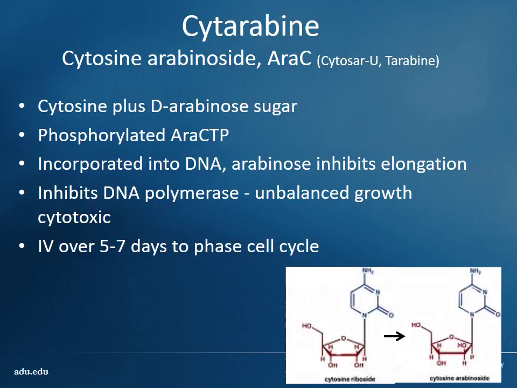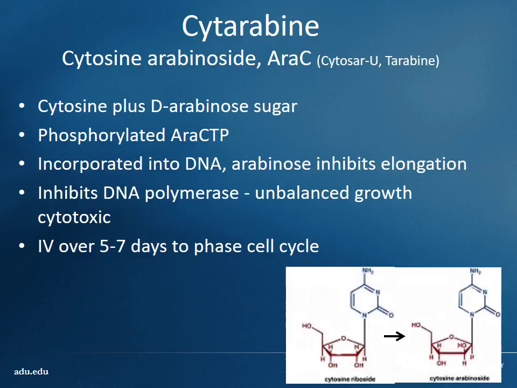Next we have cytarabine, otherwise known as Ara-C. So this is going to be a cytosine, which we again know is a normal base pair, that is attached to this D-arabinose sugar. Basically, it's going to get phosphorylated into the triphosphate form of this, right? And then once it gets incorporated into the DNA, the arabinose is not able to be elongated, basically.